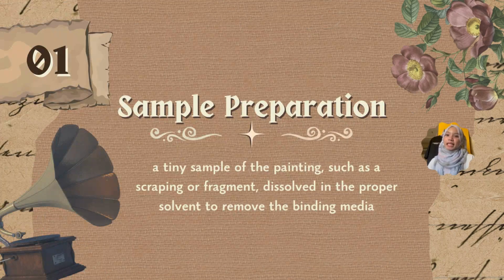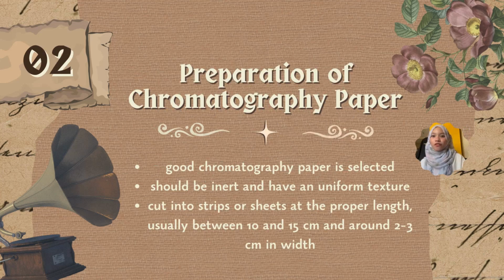Sample preparation. A tiny sample of the painting, such as a scraping or fragment, is dissolved in the proper solvent to remove the binding media. Examples of the proper solvent are water, ethanol, or a mixture of solvents. Preparation of chromatography paper. For the procedure, good chromatography paper is selected. To guarantee consistent outcomes, this paper should be clean and have a uniform texture. The paper is then cut into strips or sheets at the proper length, usually between 10 and 50 cm and around 2 to 3 cm in width.